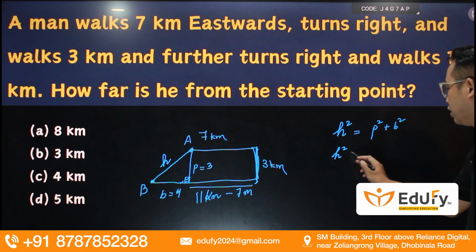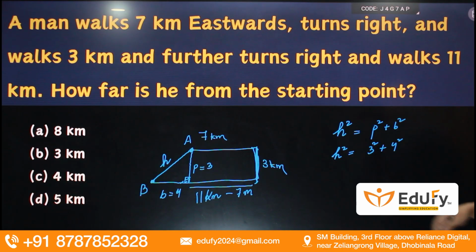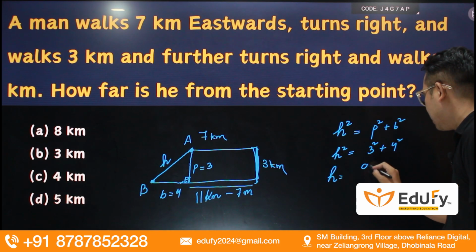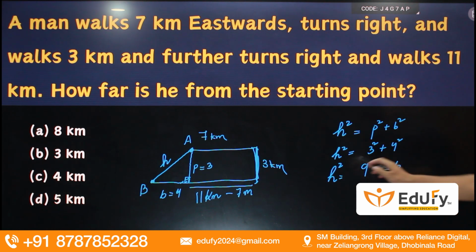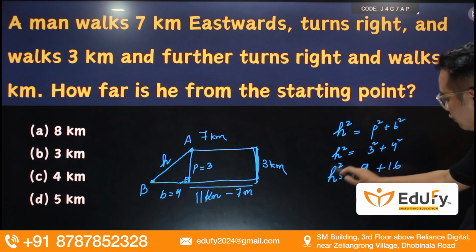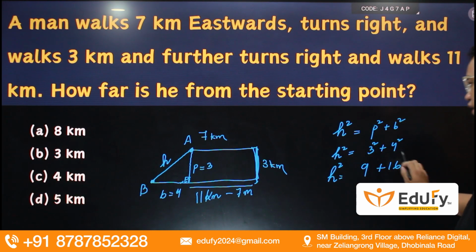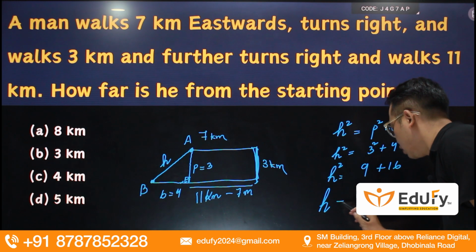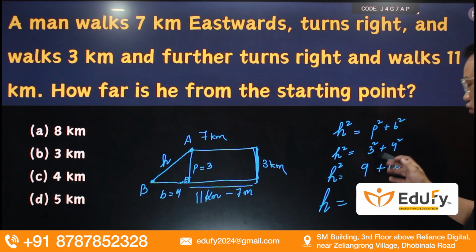H square is equal to perpendicular, you have 3 square, and you have base as your 4 square. Okay, so now H square would be equal to 3 threes are 9 and 4 fours are 16. Now I need to have my value of H alone, not H square, so I will shift this to the other side. So H would be equal to, now this is a square, so when I shift it to the other side it becomes a square root.